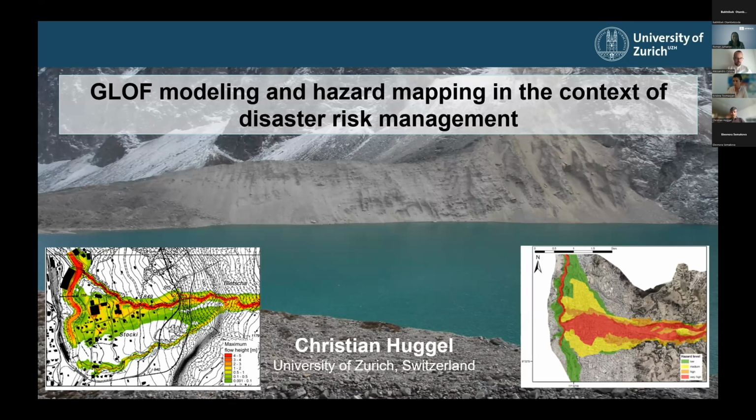Okay, perfect. So welcome to this presentation. What you see here is obviously a glacier lake, and on the left-hand side you see a typical result of a RAMS model. Here indicated the debris flow with different flow rates. On the right side, you see a hazard map, the product of numerical flow modeling and fieldwork.